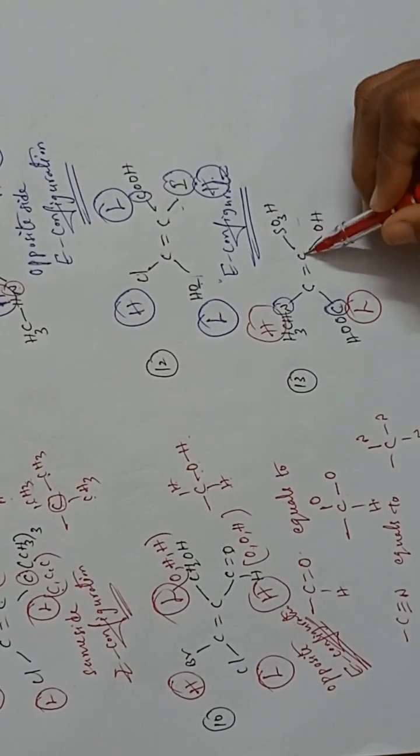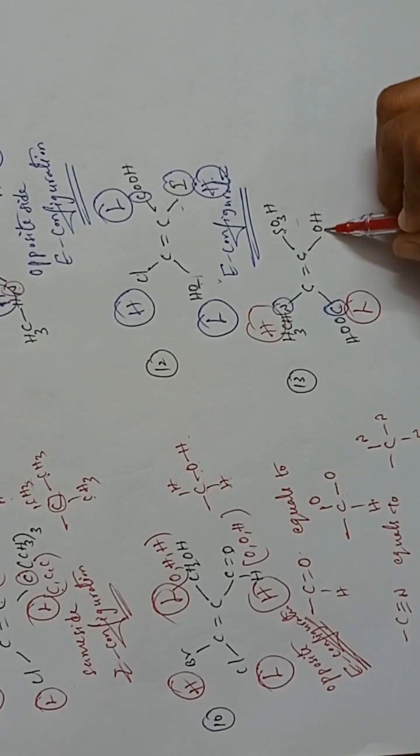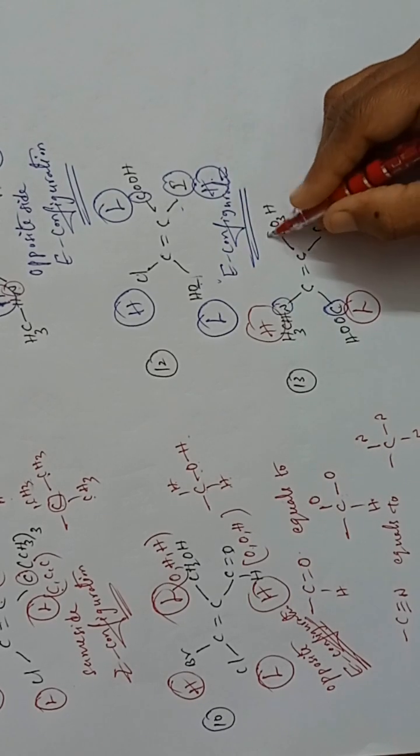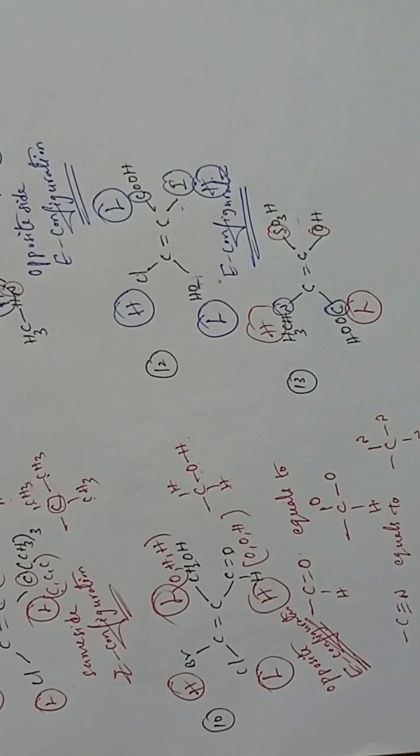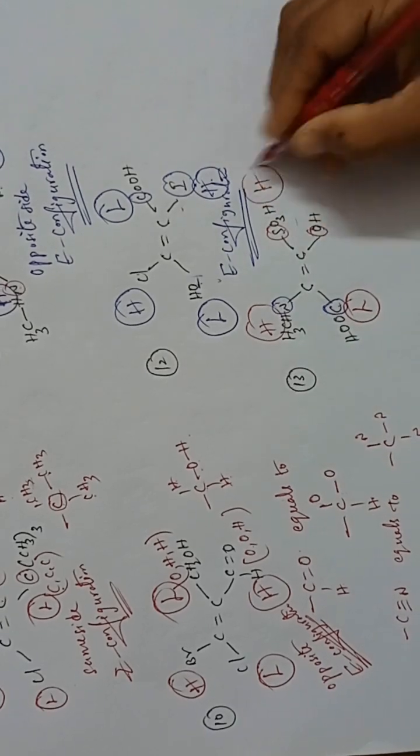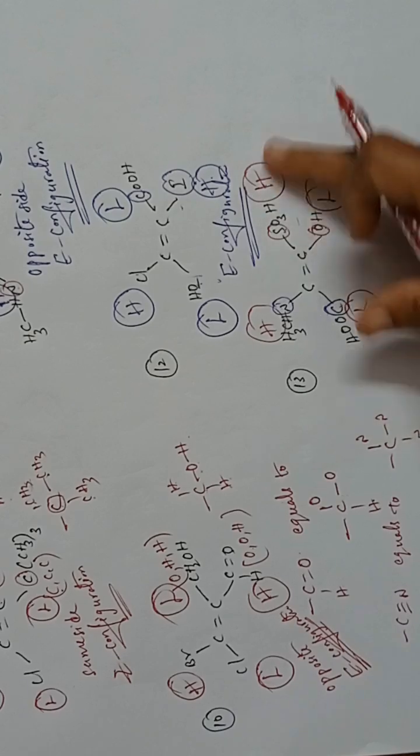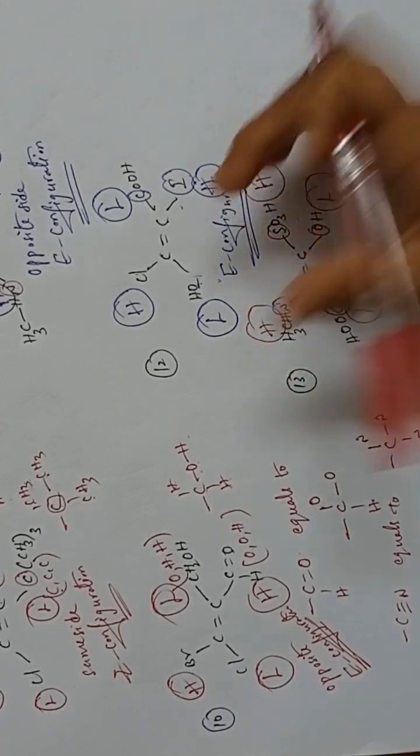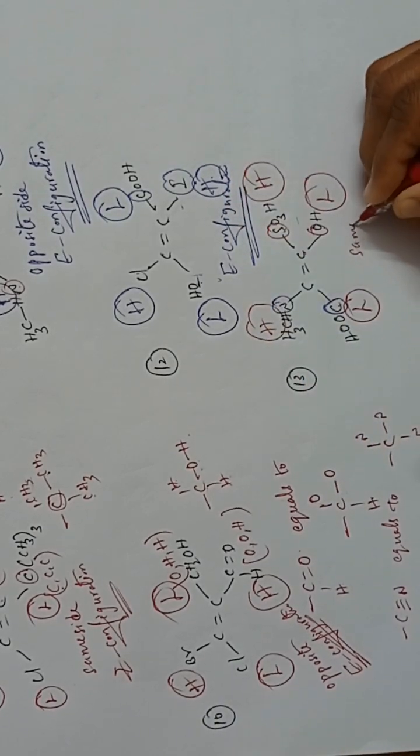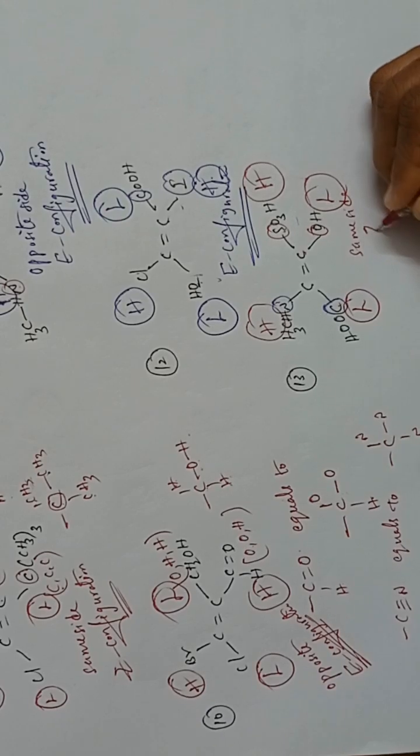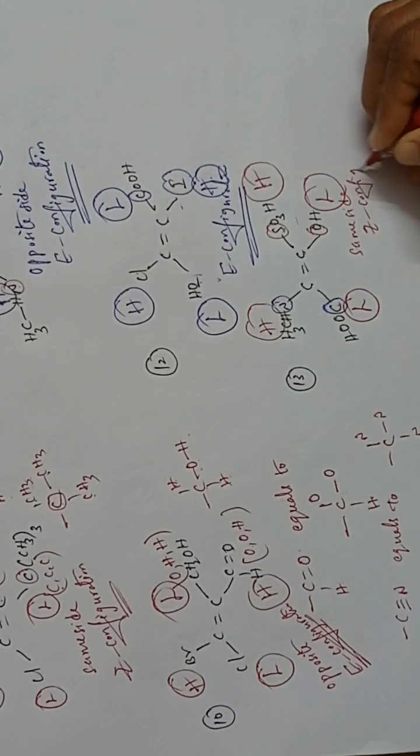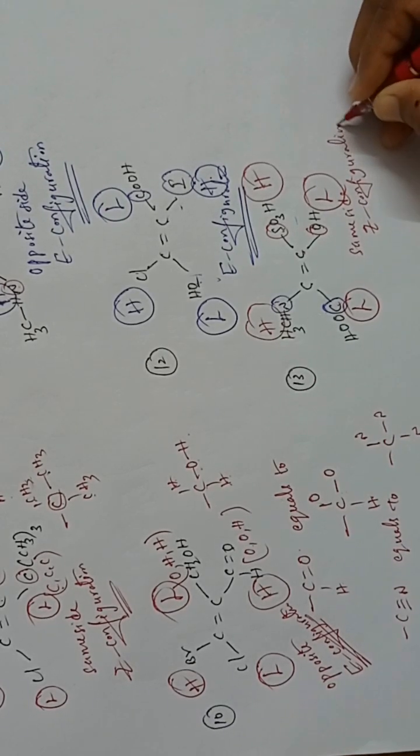Now coming to here, carbon is attached to sulfur. Here this carbon is attached to oxygen. Sulfur has the higher atomic number, oxygen lower. That's why this is higher, this is the lower atomic number group. Clear? So both higher groups are present on the same side of the doubly bonded carbon atoms. So that's why it is which configuration? Z configuration. Clear? Z configuration.